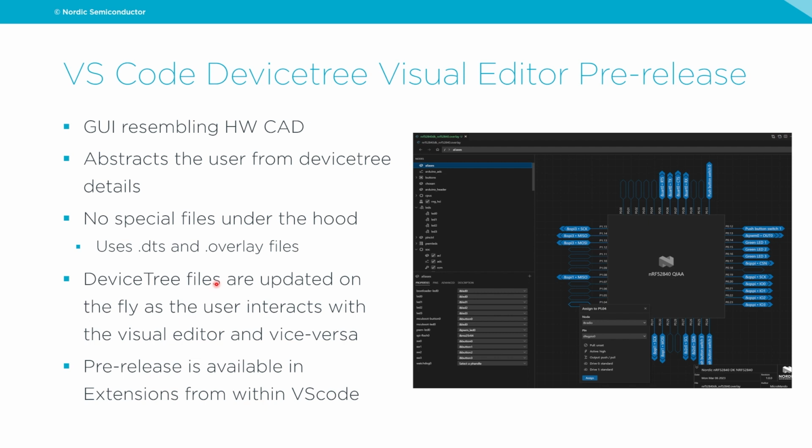So as you interact with the device tree visual editor, you can see the changes immediately in the device tree files and vice versa. If you go to the device tree files and you change some data there, you'll see the editor also changing accordingly. As mentioned, it is available today in the nRF Connect device tree extension from within VS Code. Let's now have a demo of this tool so you can have a better feel for what this can do for you.